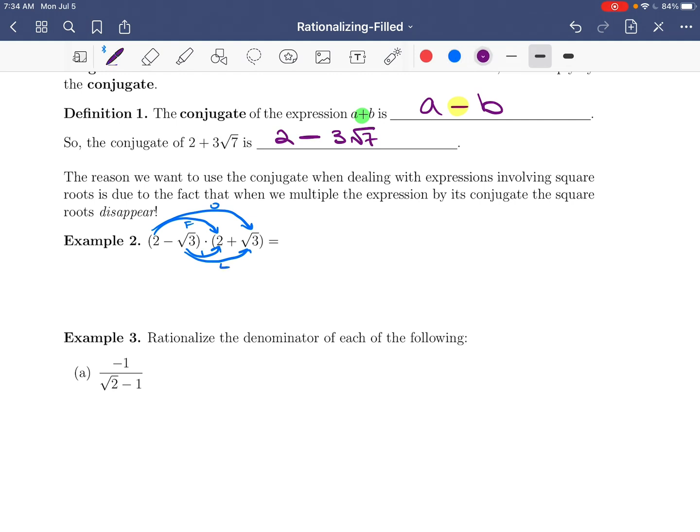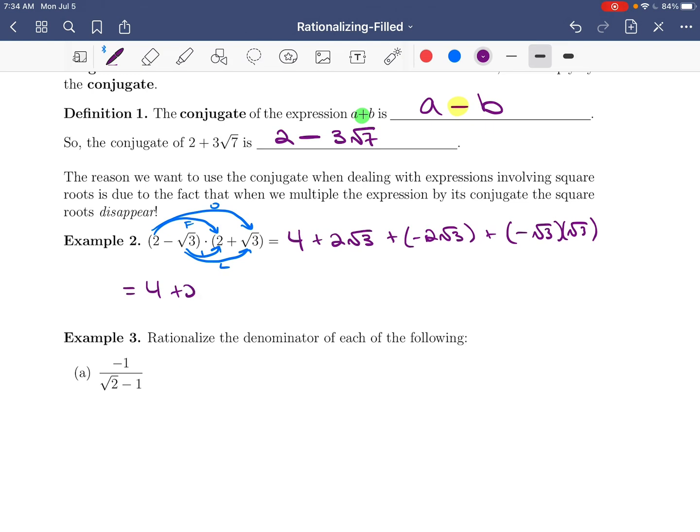You should be familiar with this. So 2 times 2 is 4. And then I'm going to have plus 2 times positive root 3. So that's plus 2 root 3. And then I'm going to have plus negative root 3 times 2. So that's negative 2 root 3. And then I have plus again, but it's going to be a minus because of the minus here. So it's minus root 3 times root 3, which I wrote out a little bit.